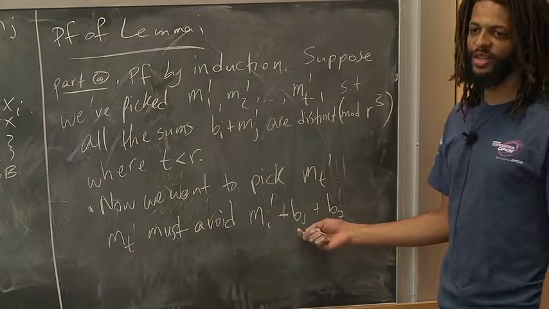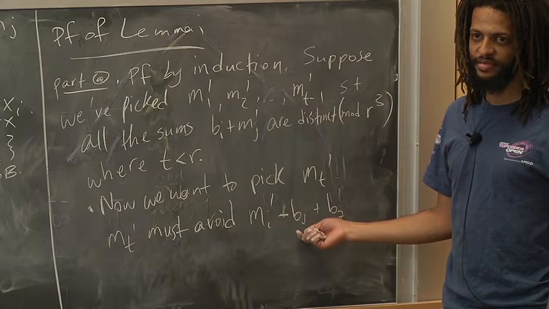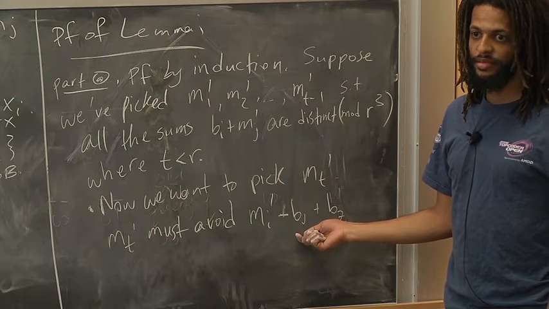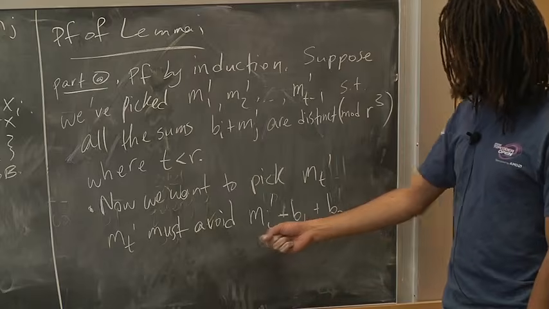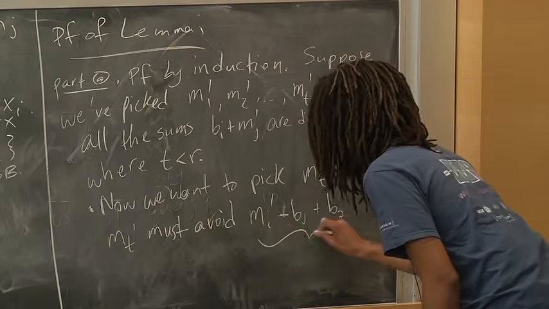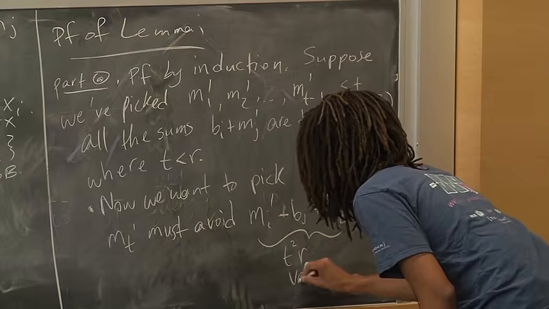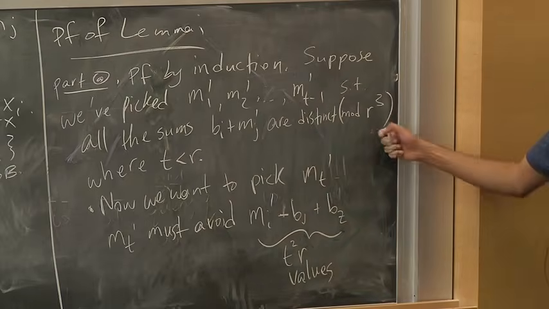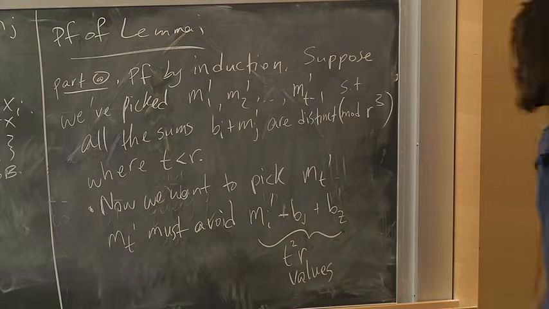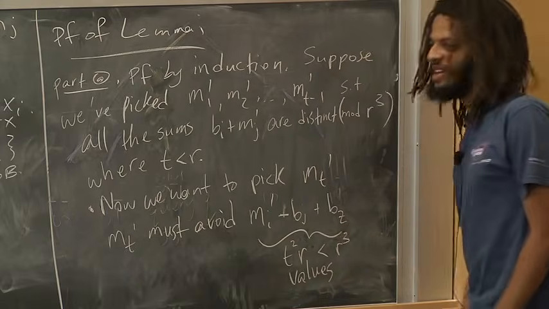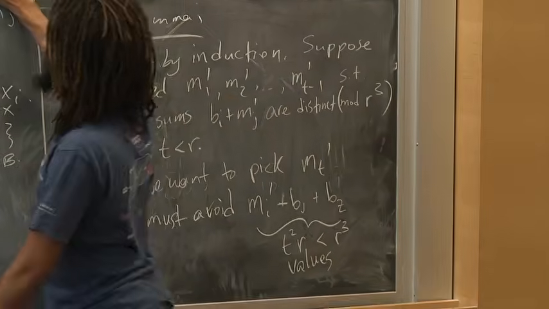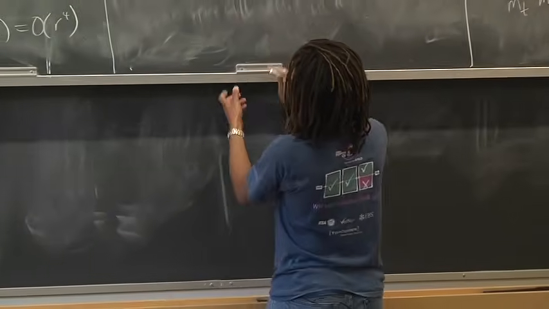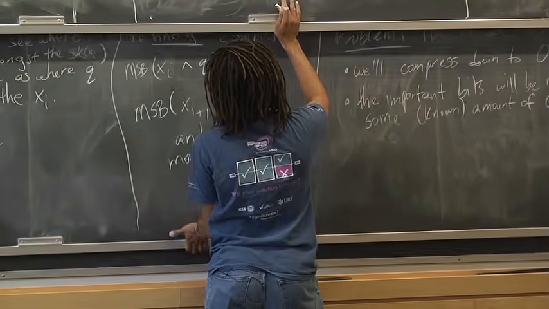But how many of these values are there? How many of the b's are there? How many bi's are there? So this is r squared, and then there are t of these so far. These t squared r values. But we can work over r cubed values. This is less than r cubed, because we're not done yet, which means that there's something we can pick which avoids all of these. So we can choose all these mi primes to make the sums distinct mod r cubed.